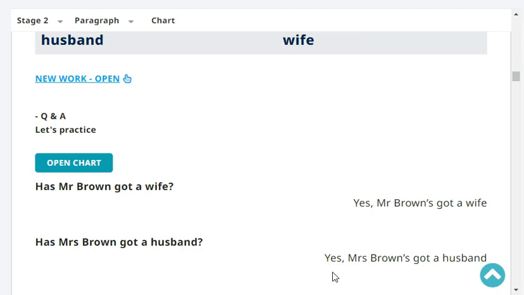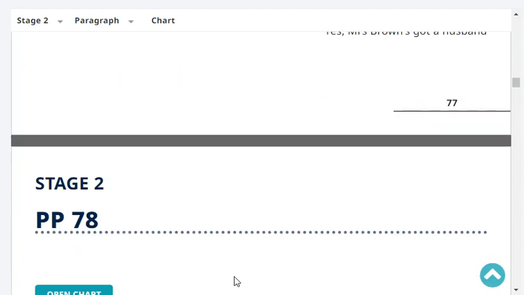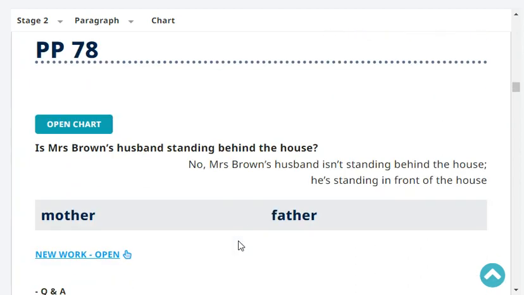Has Mrs. Brown got a husband? Yes, Mrs. Brown's got a husband. Very good. Is Mrs. Brown's husband standing behind the house? No, Mrs. Brown's husband isn't standing behind the house. He's standing in front of the house.